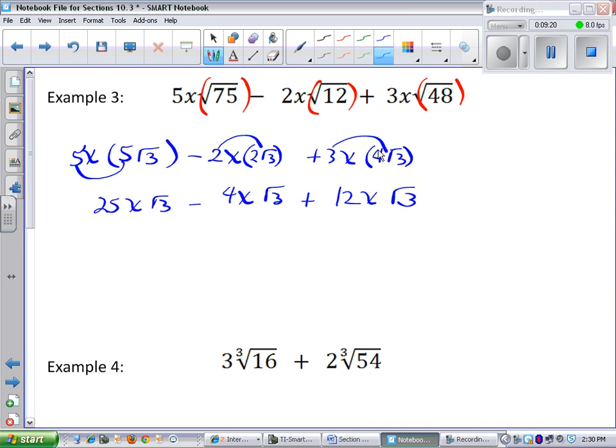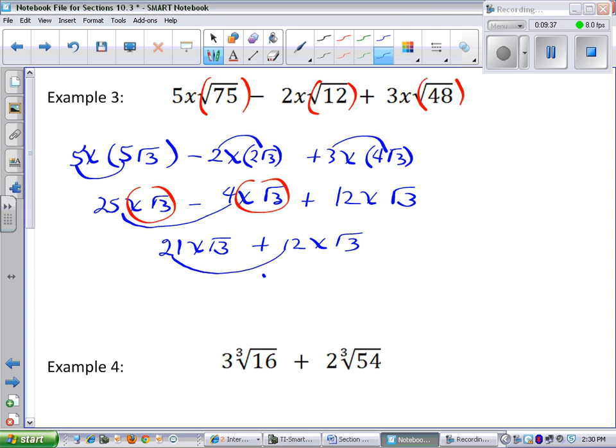Now I'll go ahead and combine the like terms. 25 minus 4 would be 21x square roots of 3. The x square roots of 3 is the like part. Plus 12x square roots of 3. And when I combine the coefficients, I'll have 33x square roots of 3. And that will be my final answer on that one.